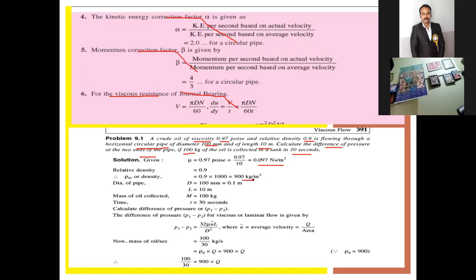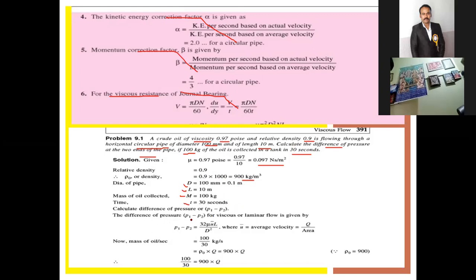Now what is the diameter of the pipe? The diameter of the pipe is 0.1 meter. What is the length of the pipe? 10 meters. What is the mass? 100 kg of oil, M is equal to 100 kg. Then what is the time? 30 seconds. Now what is the thing to find? Pressure difference. Pressure difference is P1 minus P2.